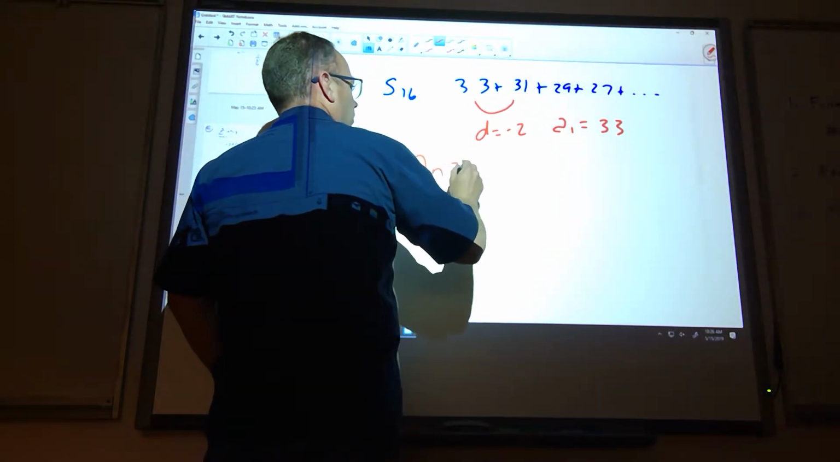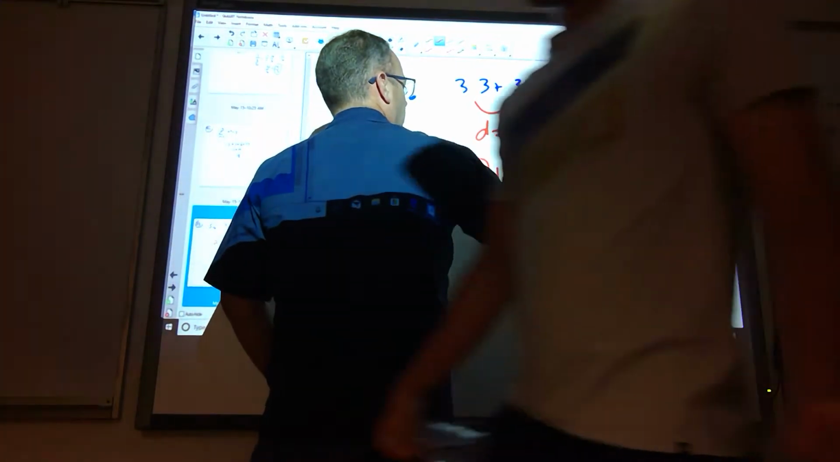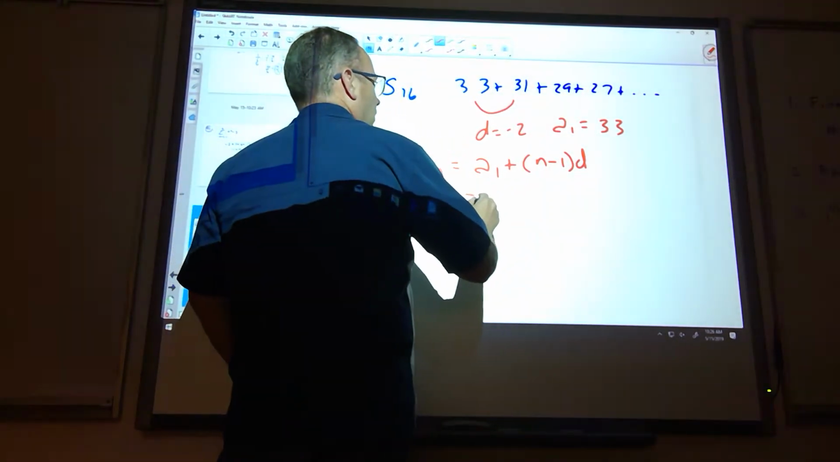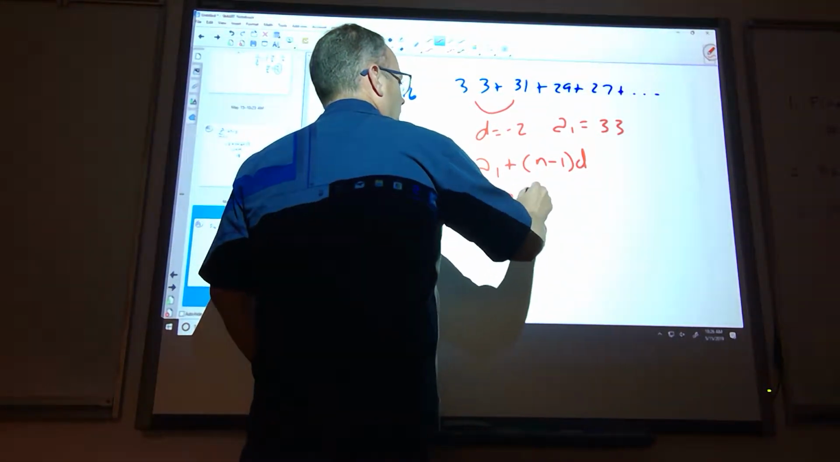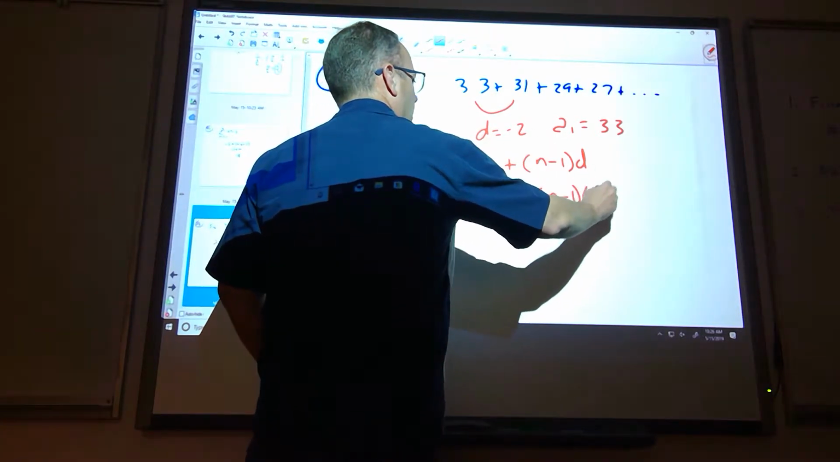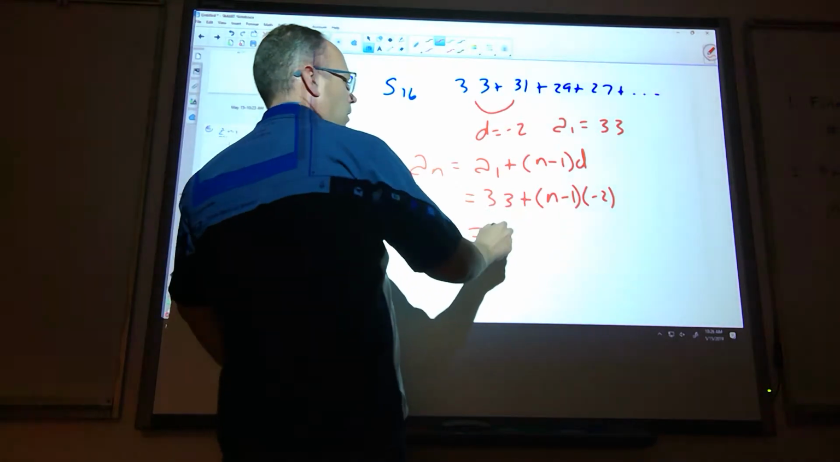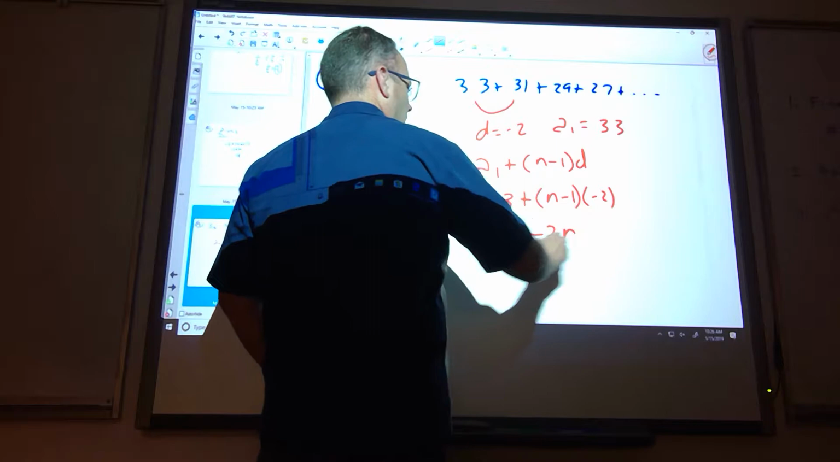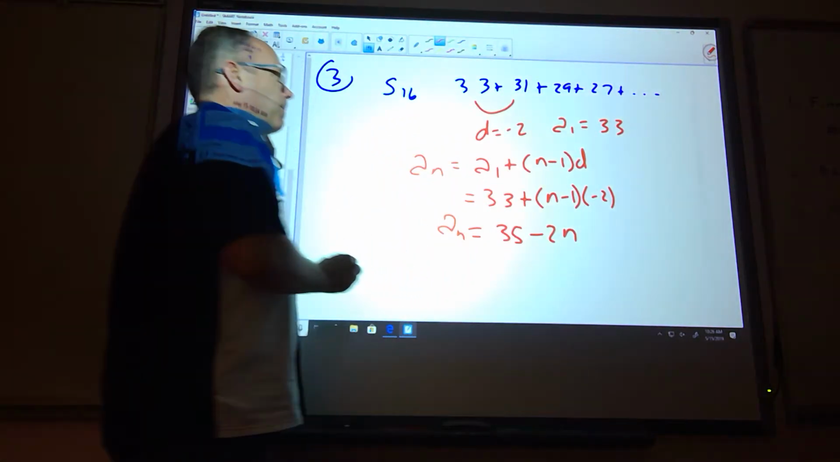The general equation is a sub n equals a sub 1 plus n minus 1 times d. So it's going to be 33 plus n minus 1 times d, where d is -2. We can clean it up a little bit, so I get 35 minus 2n as my nth term. Is that okay so far?